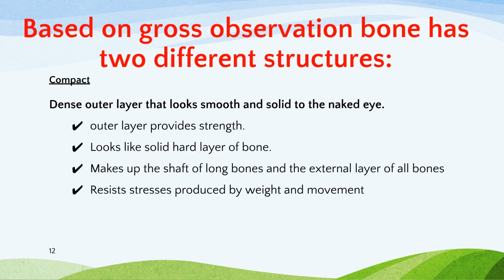Based on gross observation, bone features two different structures, compact and spongy. Compact bone is the dense outer layer that looks smooth and solid to the naked eye. This outer layer provides strength and looks like a solid, hard layer of bone. Consequently, it makes up the shaft of long bones and the external layer of all bones, allowing it to resist stresses produced by weight and movement.